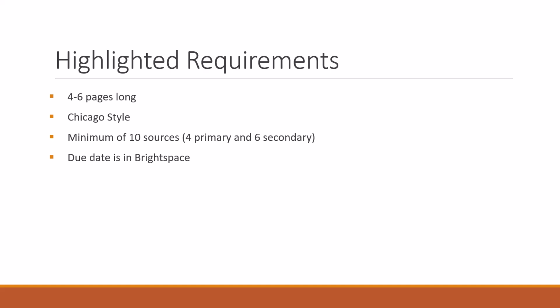Again, read the assignment requirements carefully to investigate what your professor's expectations are, and don't hesitate to ask her questions. These are just a couple of highlights about their requirements. The version I have says the paper needs to be at least 4 pages long with at least 10 sources, 4 of which need to be primary sources. And your sources need to be cited in Chicago style, which we'll get into a little more detail later.